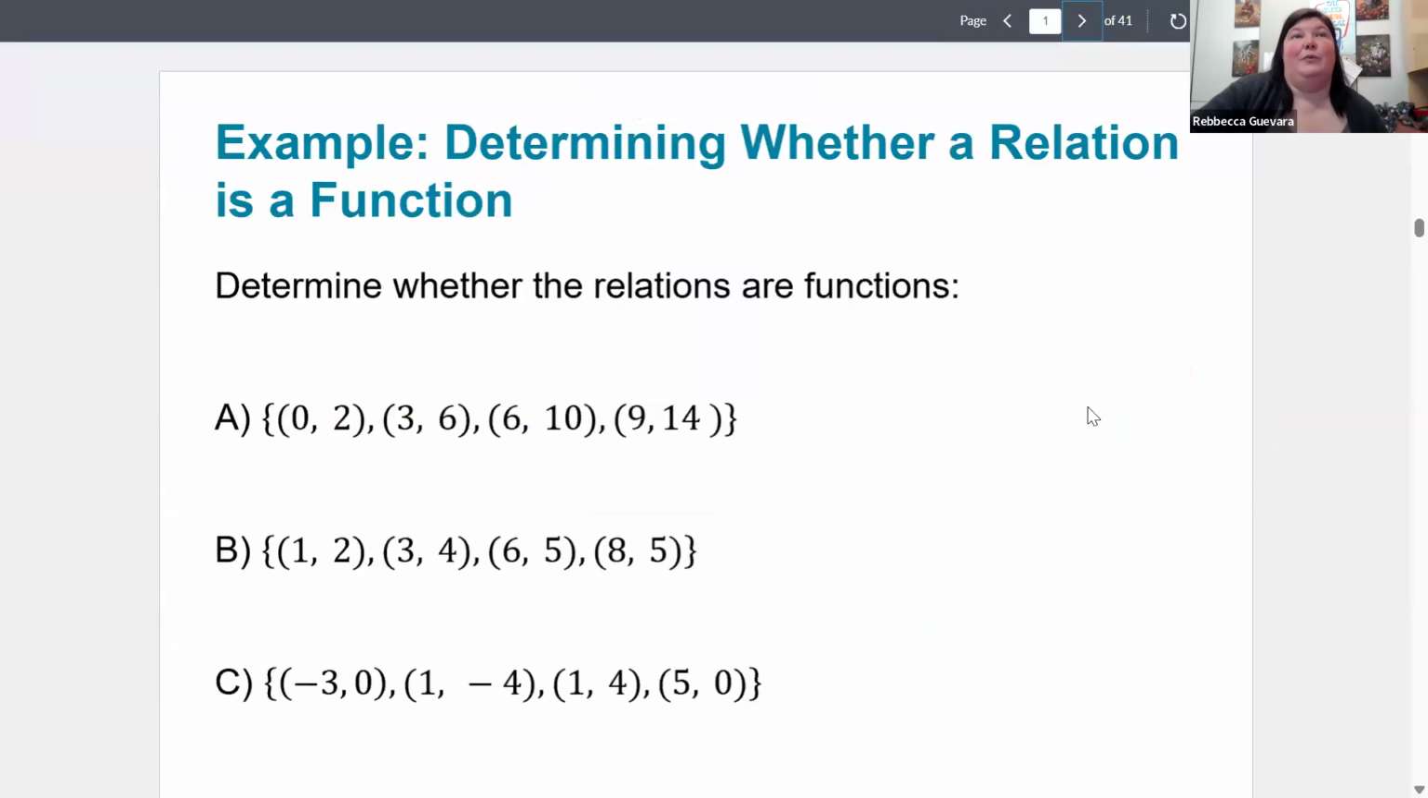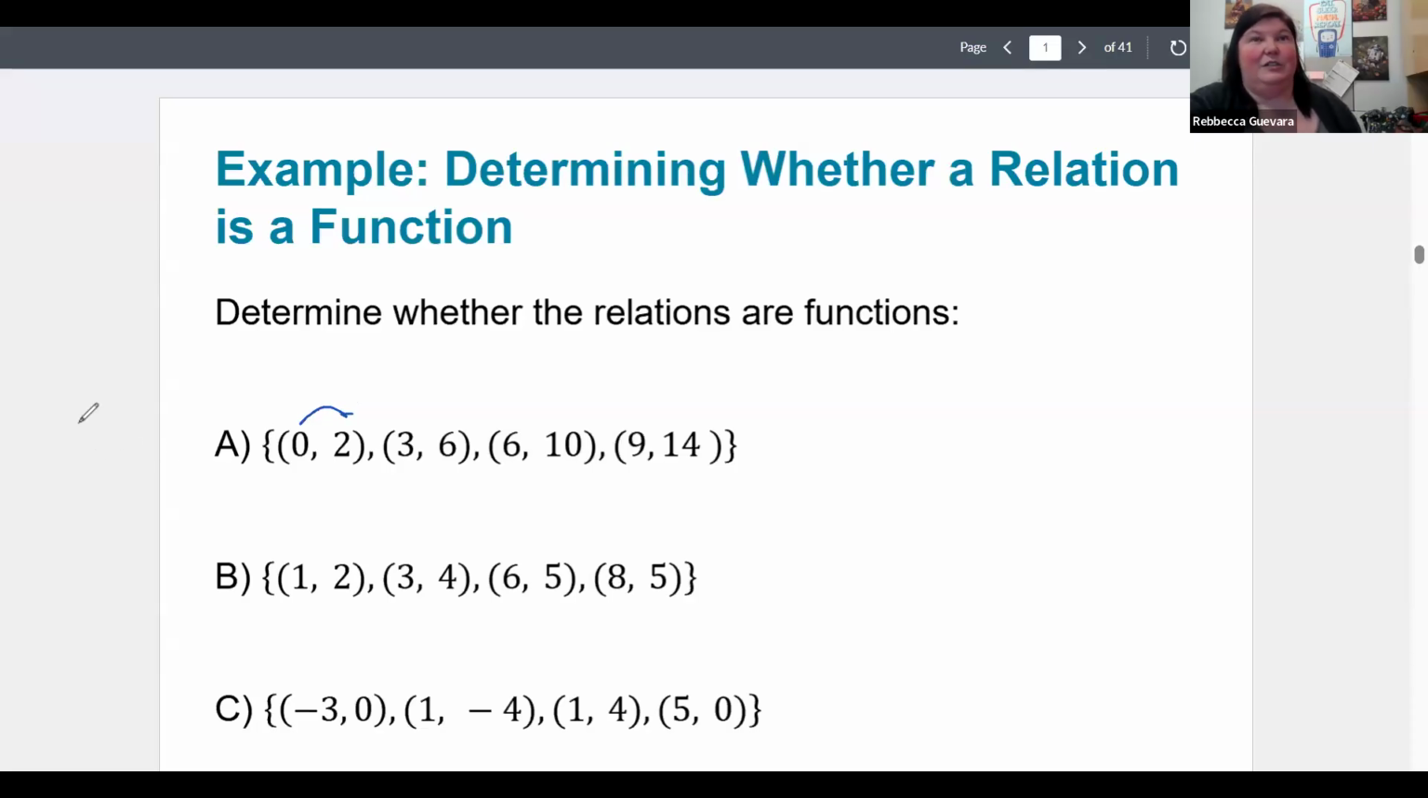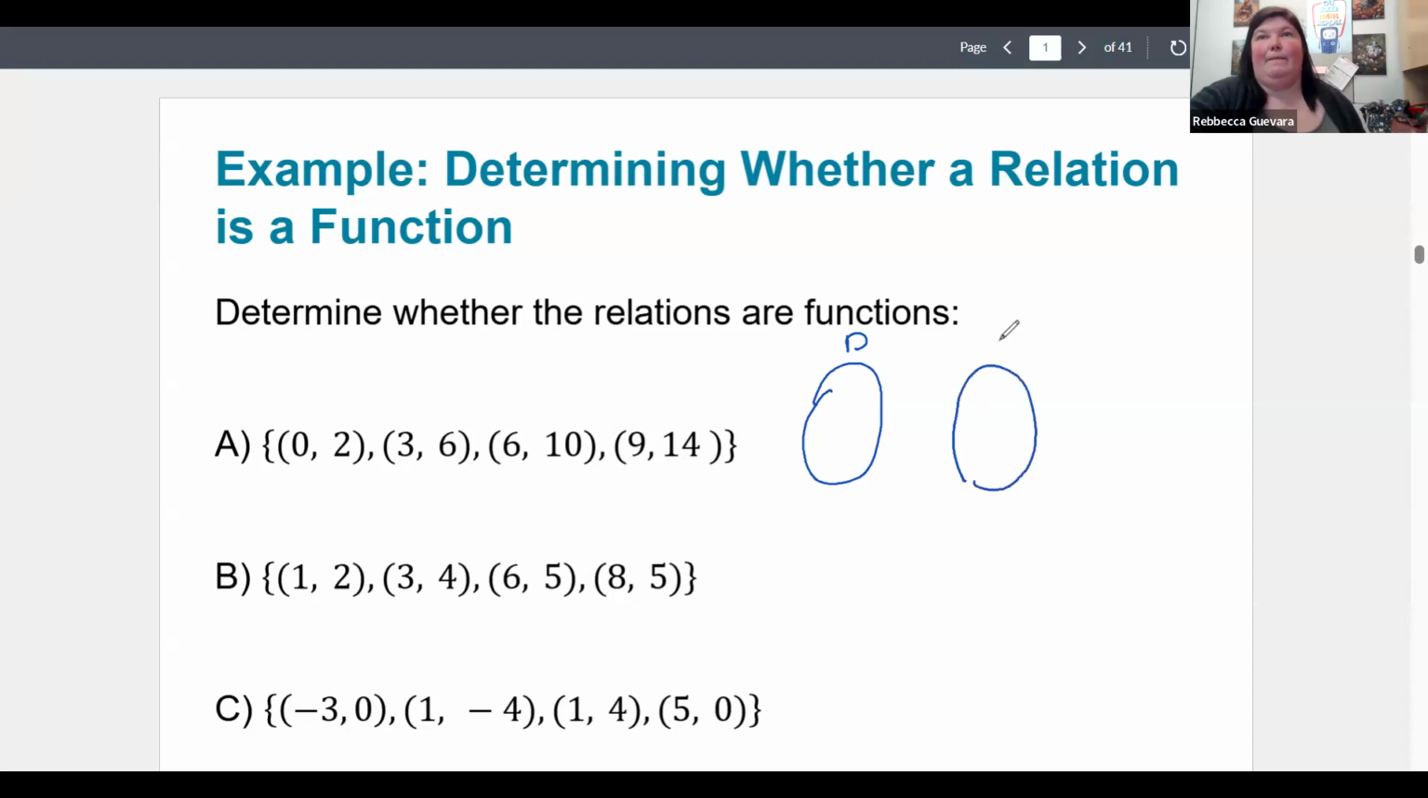So we want to determine whether the following are actually functions. So with A, we want to make a little diagram to the side here of our domain and range. My domain is 0, 3, 6, and 9, but my range is going to be 2, 6, 10, and 14. And what we see here is each element of the domain only maps to one element of the range. So this one is a function.